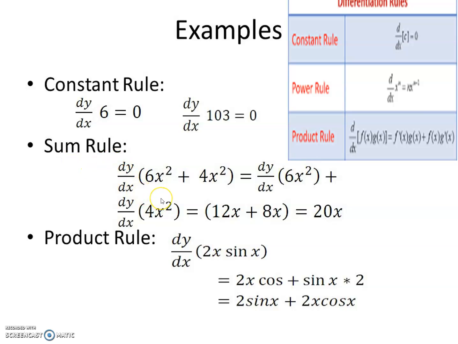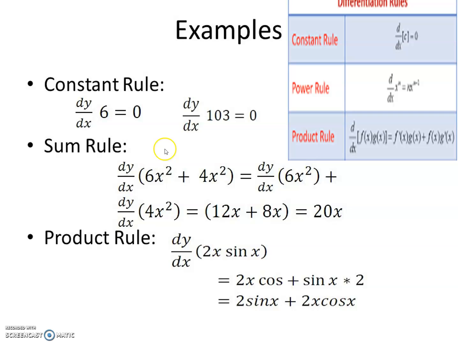Sum rule. If any multiple of x is available, we have to use the derivative of the x term. dy by dx of 6x square plus 4x square is equal to the derivative of 6x square plus the derivative of 4x square. We have to know that the derivative of x raised to n is n x raised to n minus 1. What is the derivative of x square? That is 2x. 6 into 2 is 12x. 4 into 2 is 8x. So 12x plus 8x is 20x.